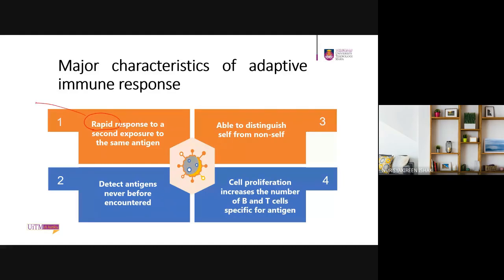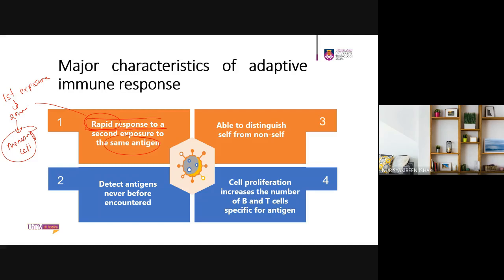Tadi kalau first exposure, the response is slow. Tapi sebab due to that first exposure akan terhasil memory kan, memory B cell ataupun memory T cell. So this memory B or T cell that is stored in the lymph nodes will be stored for many years, for decades. So if your body is infected again by the same antigen of the same pathogen, your body will automatically respond to that invasion of the same pathogen. So the response is rapid.